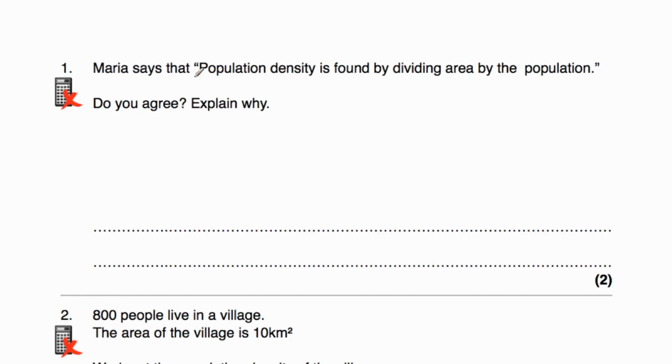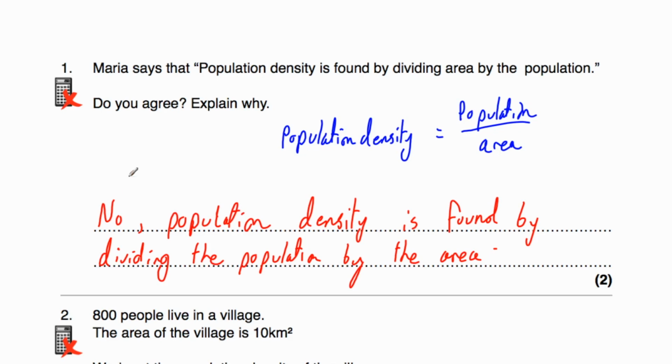So actually, population density isn't found by dividing the area by the population, it's found by dividing the population by the area. So let's explain that. I've written, no, population density is found by dividing the population by the area. And here's the formula, population density equals population divided by area. And that's it.